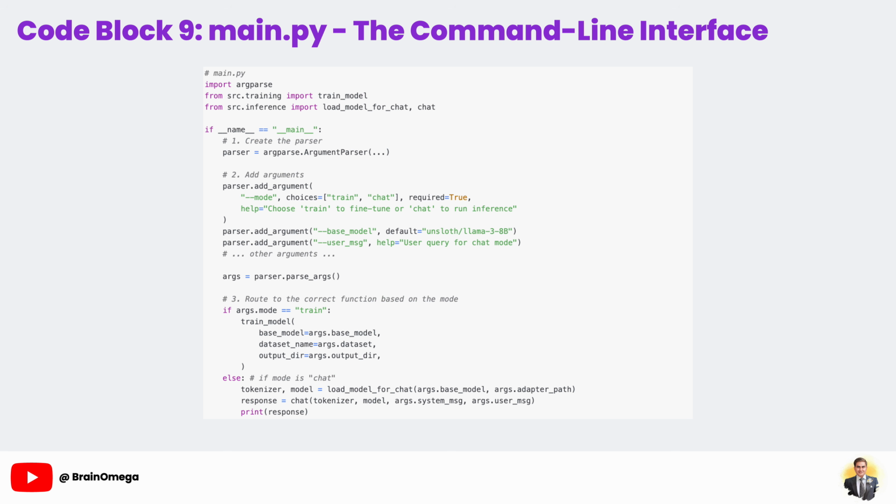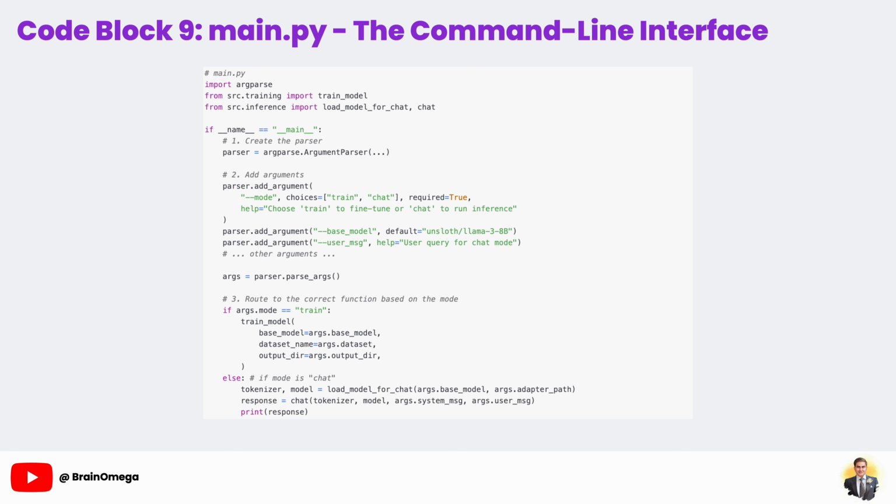Finally, we have main.py, our project's entry point. This script serves as a command line interface, or CLI, that lets us control our entire application from the terminal. We use Python's built-in argparse library to do this. First, we create our parser. Then we add all the arguments we want to be able to control. The most important one is mode, which is a required choice between train and chat. This single argument will determine what our script does. We also add arguments for things like the base model name, the dataset, and the user message for chat mode.